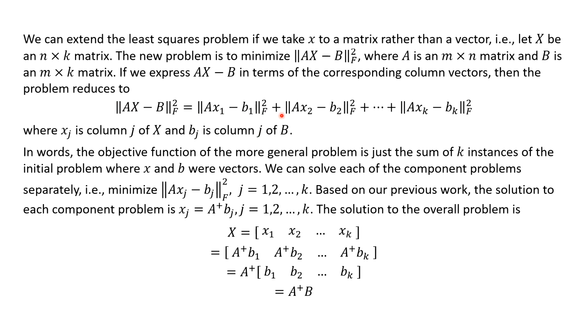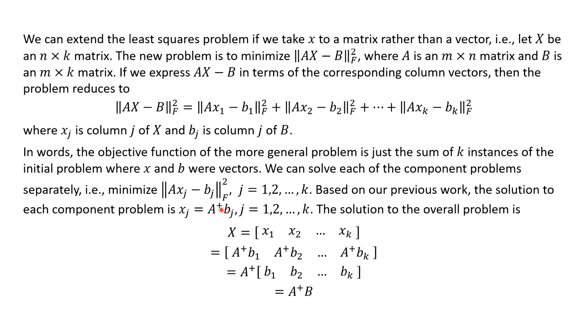So this equals this, but then this reduces to the previous problem that we did. The objective function of the more general problem is just the sum of k instances of the initial problem with x and b vectors. Right now in this form, x and b are vectors. We have k such problems, so we can solve each component problem separately, minimizing this in each case.